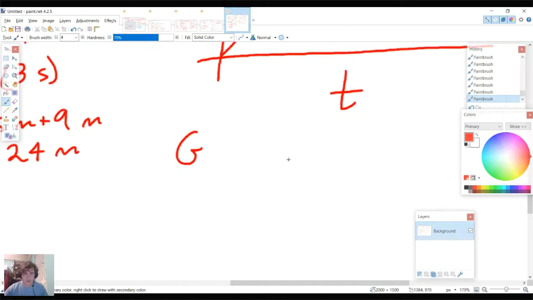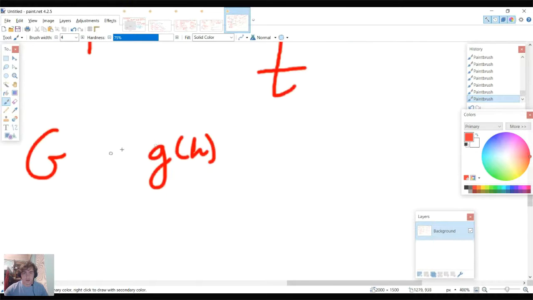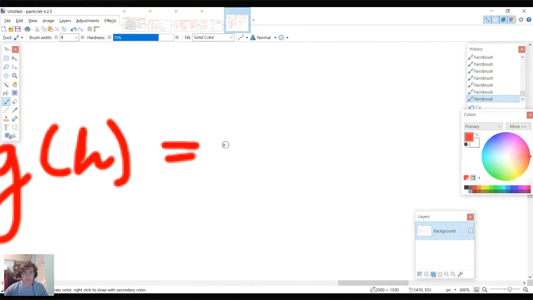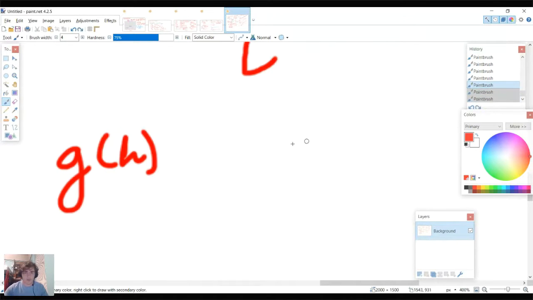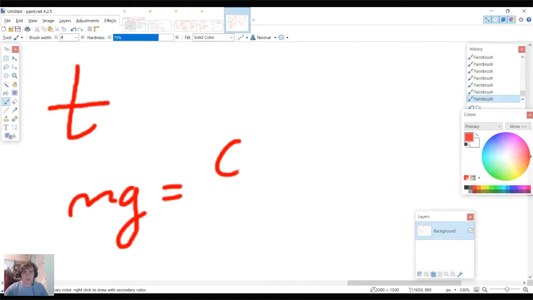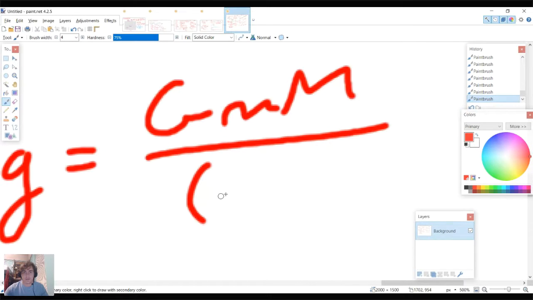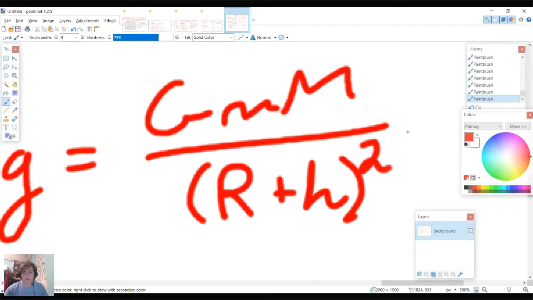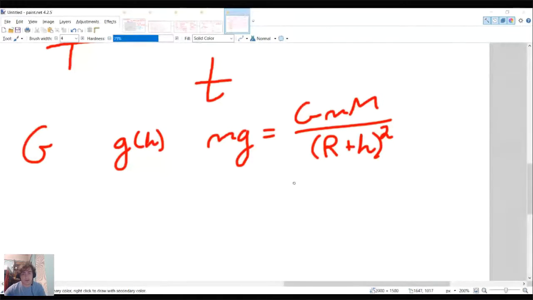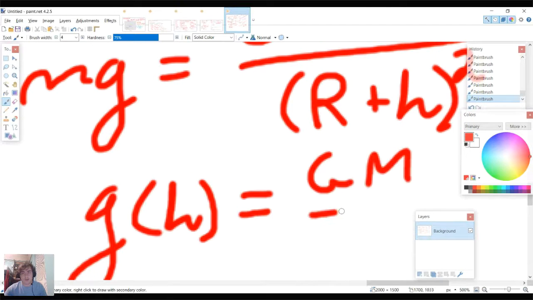So the first thing we have to do is find the acceleration due to gravity as a function of height. So mg is going to be GMm over the distance from the center of mass, so it's the radius of the Earth plus the height, squared. I'm doing this quickly because we don't have a lot of time. Therefore, g as a function of h is GM over (R plus h) squared.